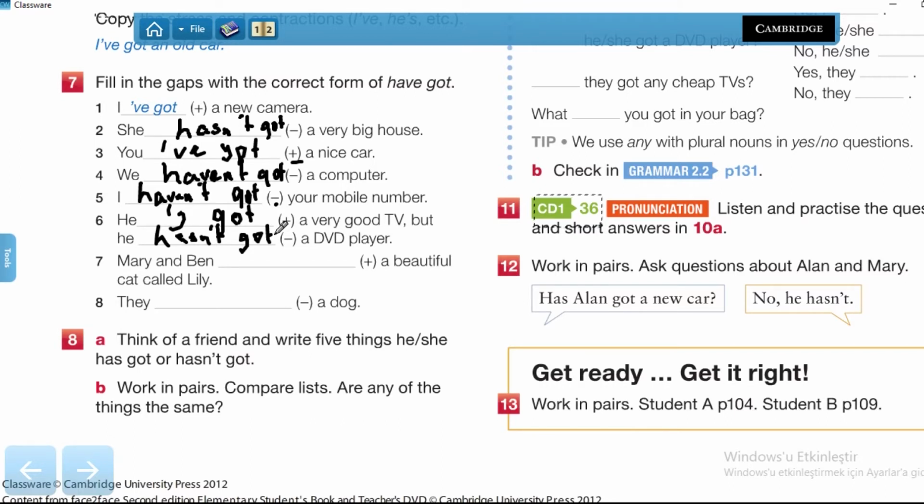Number 7, as you see, we have people's names here. When we have people's names, we cannot use short forms, so we have to use full forms. Have got, and it's a plural subject. We have 2 people, Mary and Ben, so they have got a beautiful cat called Lily. Lily is the name of their cat. And the last one, a dog, and negative, they haven't got a dog. Number 8, think of a friend and write 5 things she has got or he has got, and 5 things she or he hasn't got.